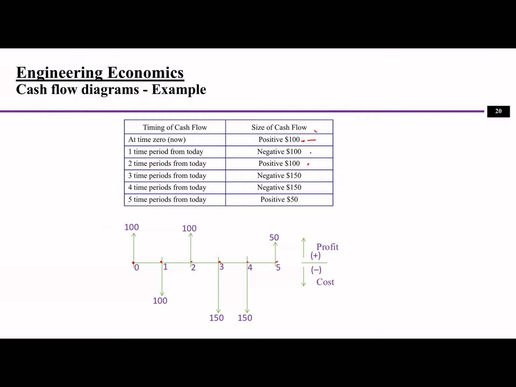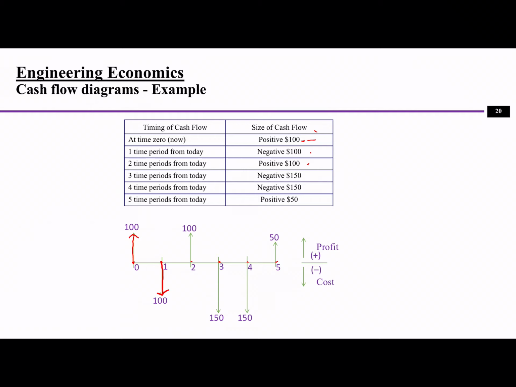All right, so time 0 is now. And the first one is positive 100. So in the cash flow diagrams, we put all the positive values or the profits. Profit means the money will get into your pocket, right? To be positive, the arrow goes up. See, the arrow going up.